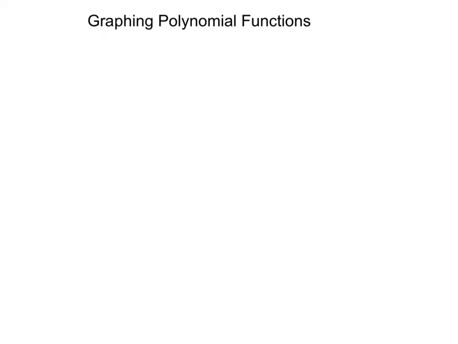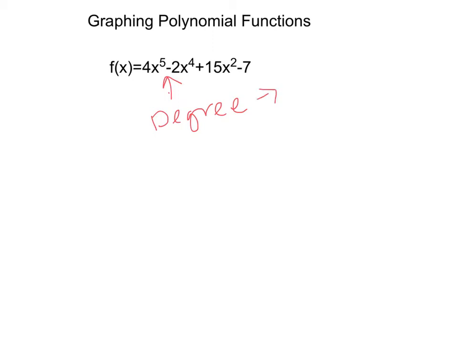All right, we're going to graph some polynomial functions. Before we start graphing a polynomial function, we kind of need to know what a polynomial is. Let's take a look. Okay, here's an example of a polynomial. A polynomial is just a string of terms with exponents. The highest exponent of a polynomial is called a degree. So the degree of the polynomial is the highest exponent.